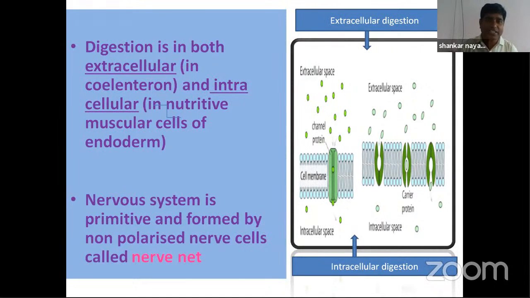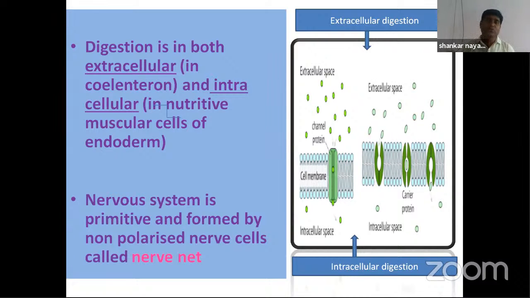Digestion is both extracellular and intracellular. Already I told you, if the digestion occurs inside the cell membrane, that is called intracellular digestion. If the digestion takes place outside the cell membrane, that is called extracellular digestion. In these cnidarians, extracellular digestion takes place in the coelenteron. And intracellular digestion takes place in the nutritive muscular cells of the endoderm. In the endoderm we find special cells called nutritive muscular cells, where intracellular digestion occurs. So in cnidarians, digestion takes place by two methods, extracellular and intracellular.